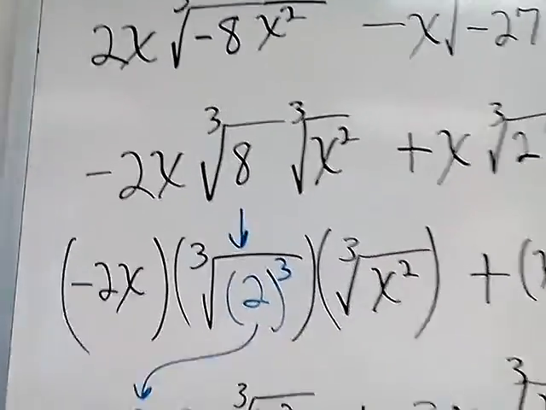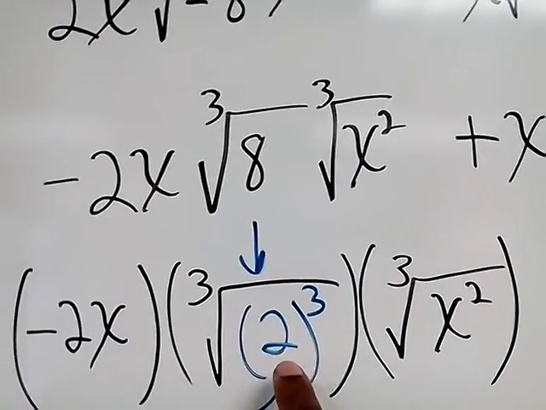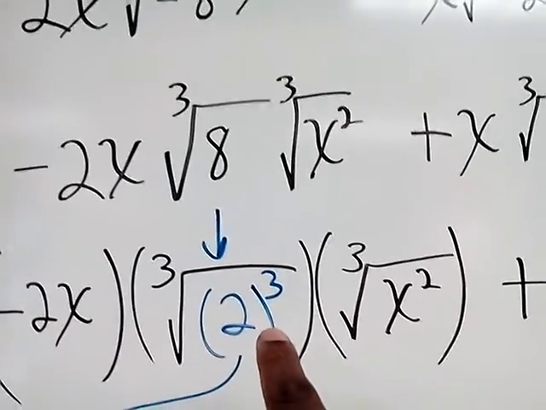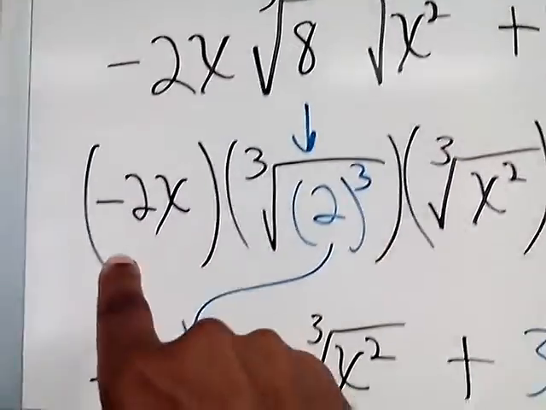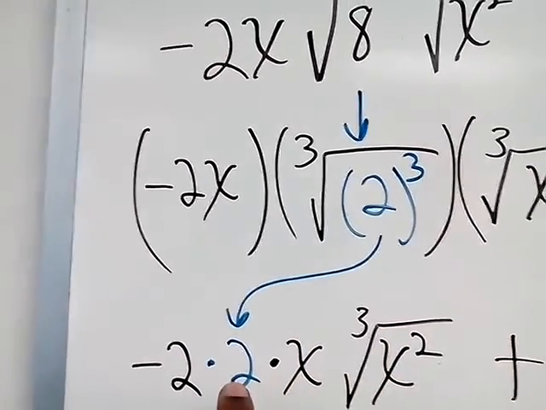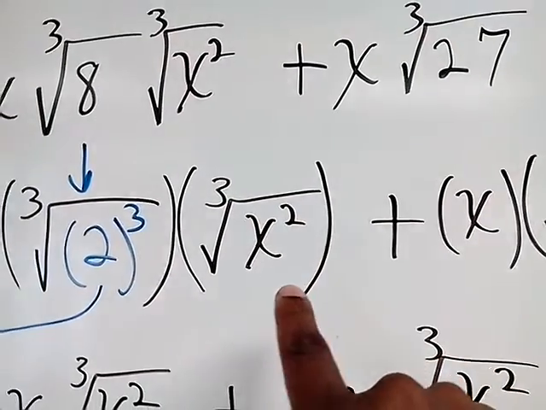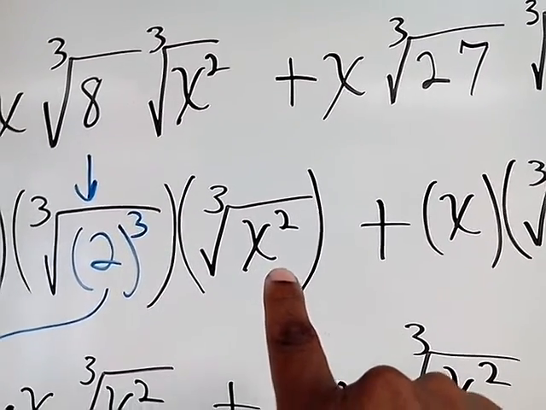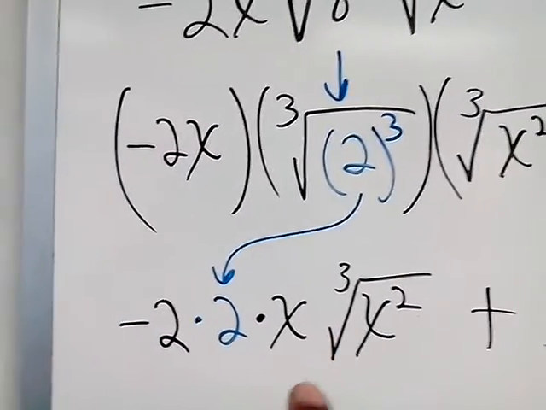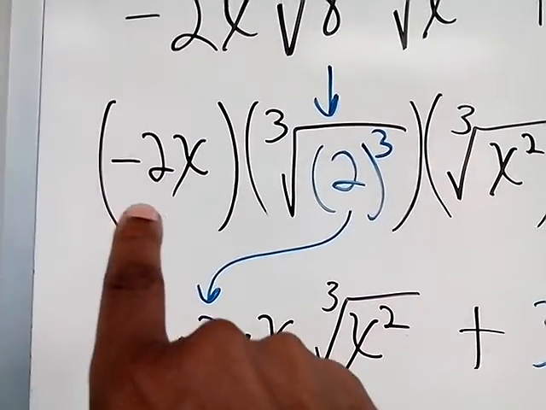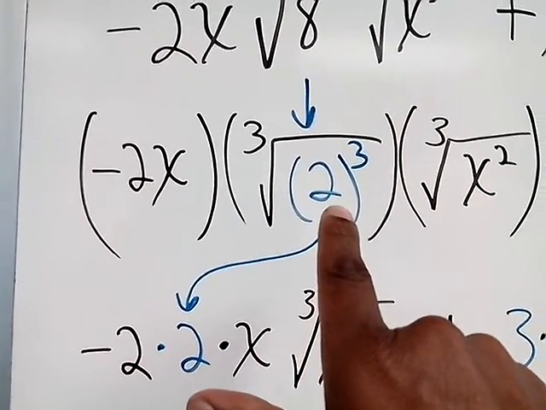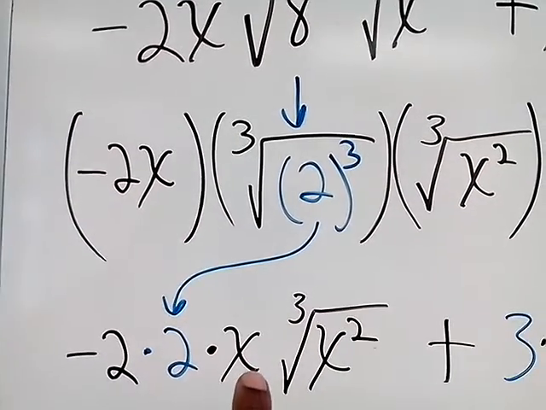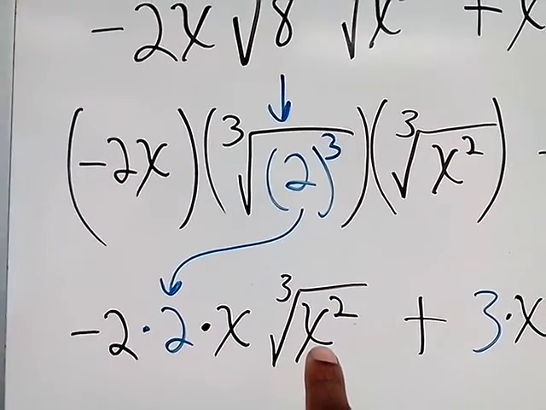So the third root of 8 is 2, because 2 times 2 times 2 gives us 8. So that becomes a factor with the negative 2 here. Then we have the third root of x squared. Well, we can't do anything with that, so that stays inside the radical. So our first term turns into negative 2, which was already outside, times 2, and our x here, and then the radical that we can't do anything further about.